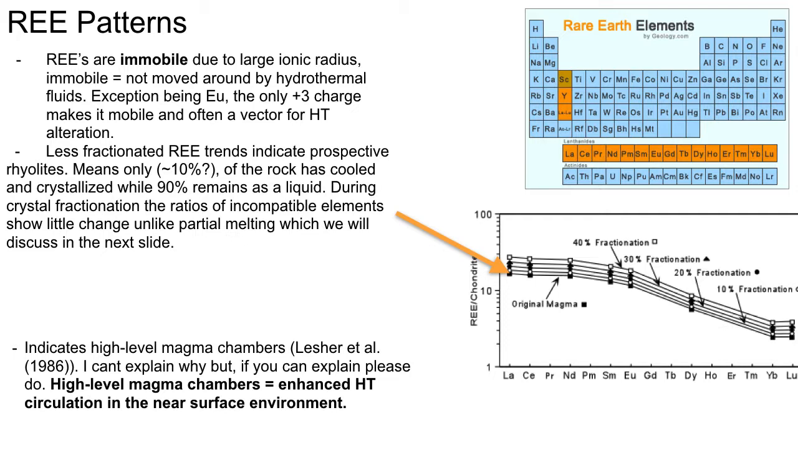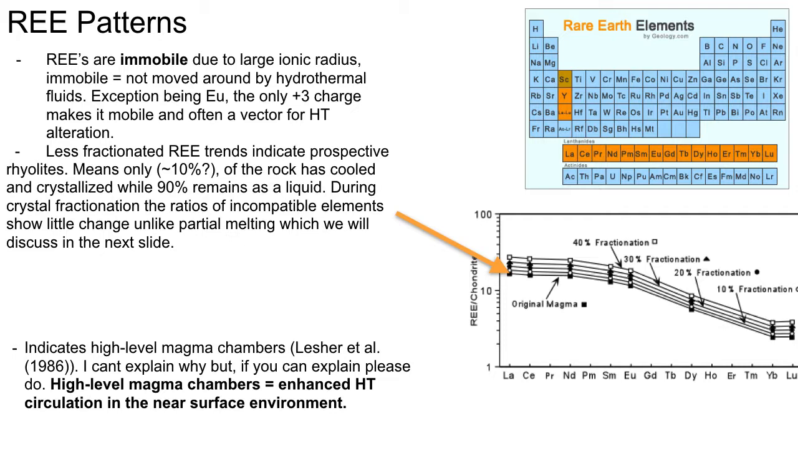So now we're going to go over the rare earth element patterns we see in prospective rhyolites. Almost all of our rare earth elements are immobile due to their large ionic radius. And what immobile means is they aren't moved around easily by hydrothermal fluids. One exception to this is Eu. It's the only one with a different charge state, and it's quite often used as a vector for hydrothermal alteration in VMS systems.